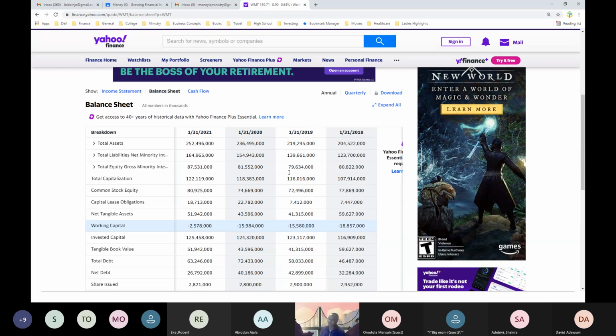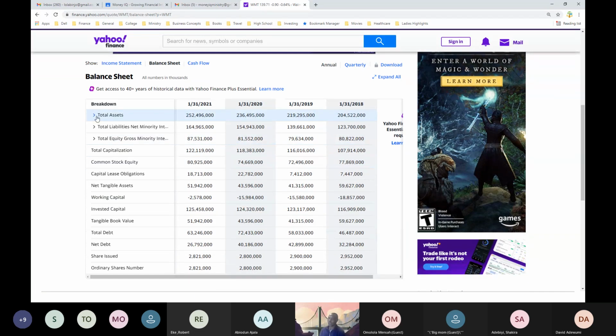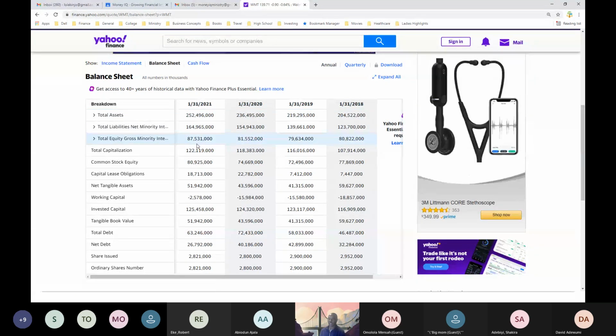If you look at this, you can easily see the construction of what I showed us on that page. You have total assets, you have total liabilities, and you have total equity. So 252 equals 164 plus 87. Top line, assets equal liabilities plus equity. Okay, you'll see that over and over.